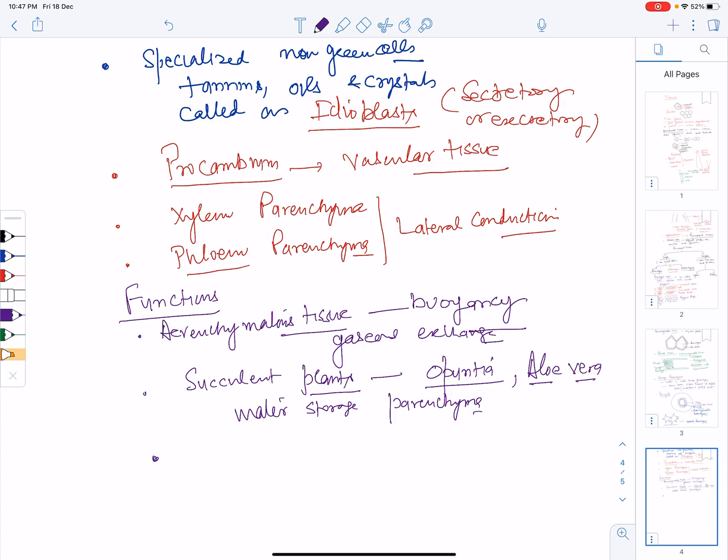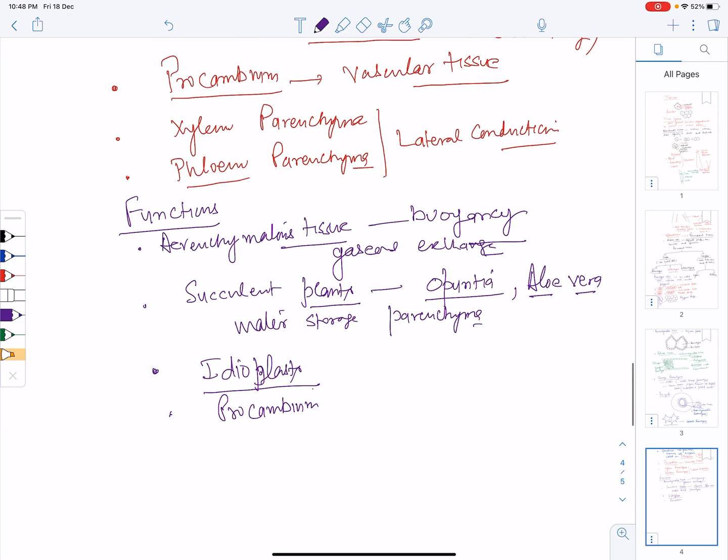Then we said there are certain cells called idioblasts which store tannins, oil, crystals. They store secretory and excretory products of the plants. Then we discussed procambium, which helps in formation of vascular tissue. Then we discussed xylem parenchyma and phloem parenchyma, which help in lateral conduction. Xylem parenchyma will store water and minerals. Phloem parenchyma will have food, so they help in lateral conduction of water, minerals, and nutrients.